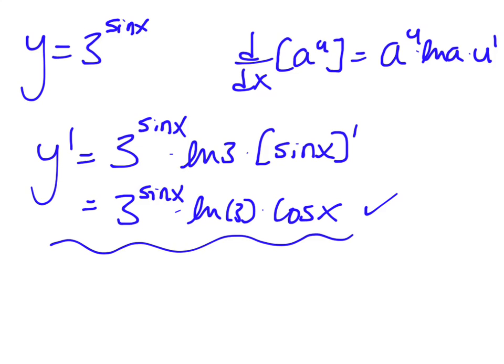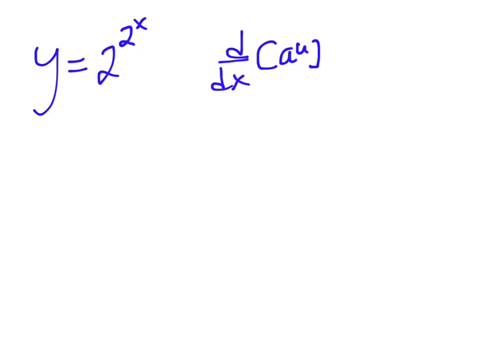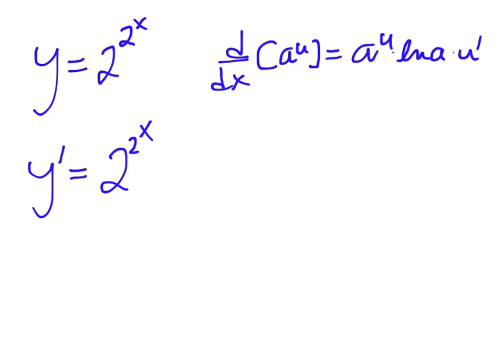You might even get something that's a little bit harder than that. I've actually given this one on a test before. y is equal to 2 to the 2 to the x. So you have sort of an exponential within an exponential. Again, nothing changes. I'll write this out again. d over dx, a to the u, is equal to a to the u times ln of a times u prime. So we have y prime is equal to 2 to the 2 to the x times ln of 2 times, now the derivative of 2 to the x.